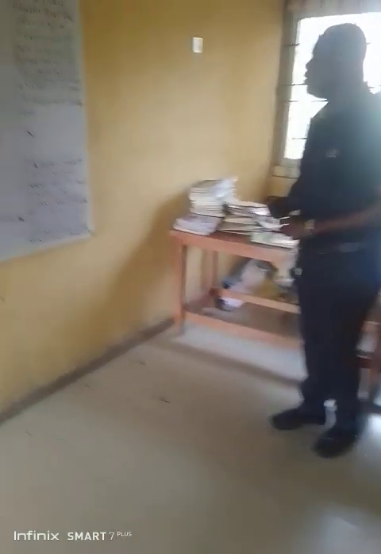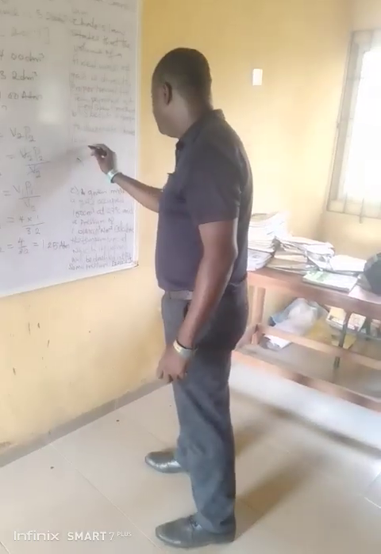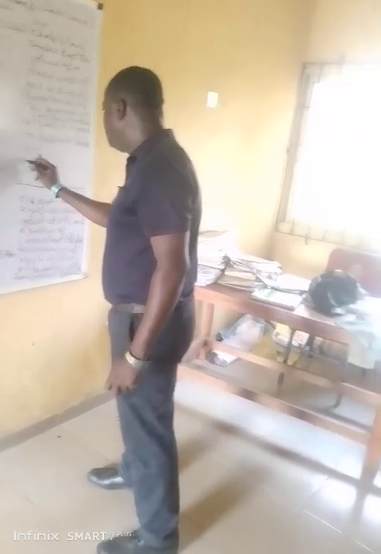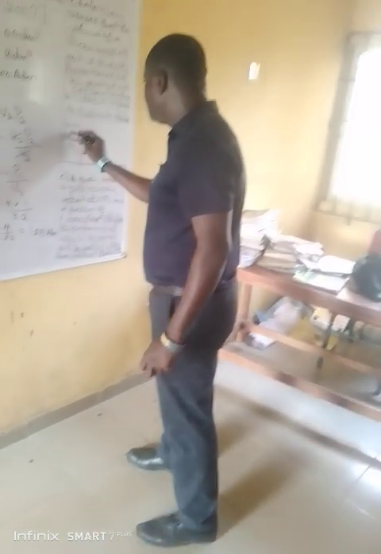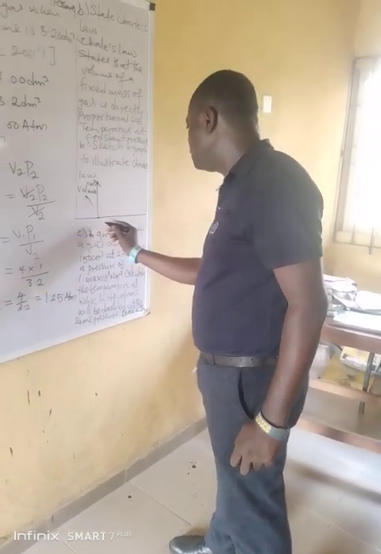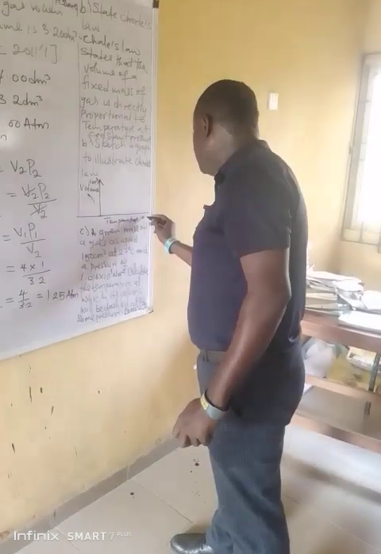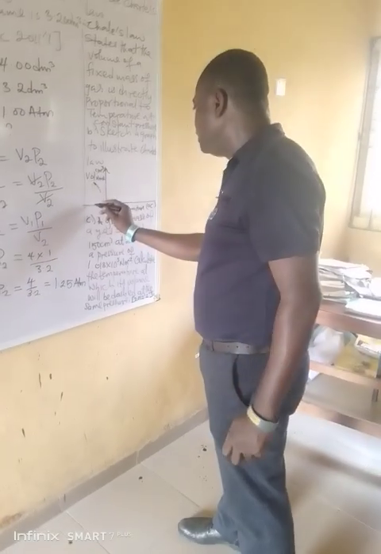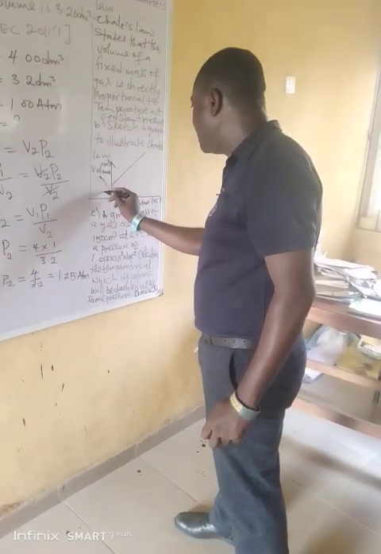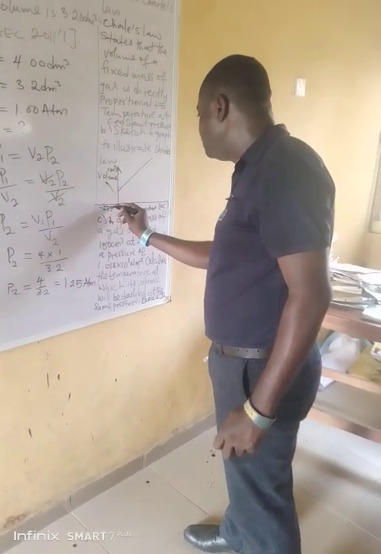Are we together now? So they now say, sketch a graph to illustrate Charles' law. We have something like this. This is volume in centimeter cube. This is temperature in degrees centigrade. Now, in this place, you have something like this. Then this is a broken line here. This is minus 273 degrees C.